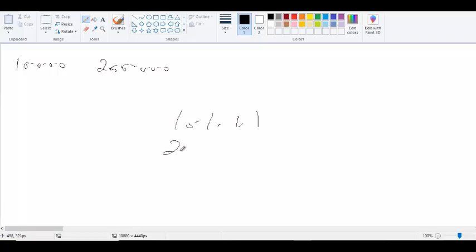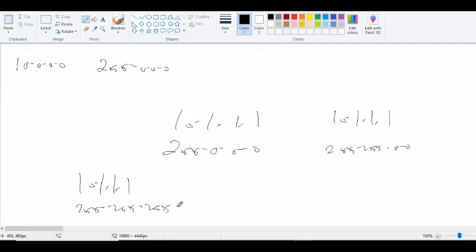10.1.1.1, 255.0.0.0. 10.1.1.1, 255.255.0.0. 10.1.1.1, 255.255.255.0. These three are not the same. This is the 10 network. In that, 1.1.1 is the host. Here 10.1 is the network, 1.1 is the host. Here 10.1.1 is the network and 1 is the host.